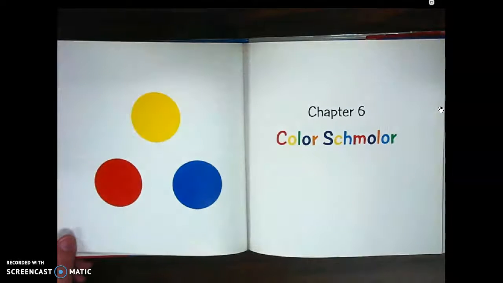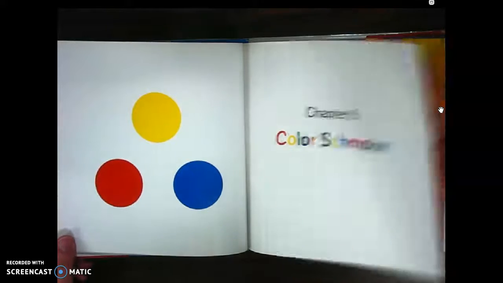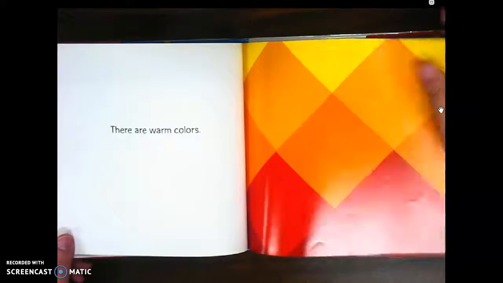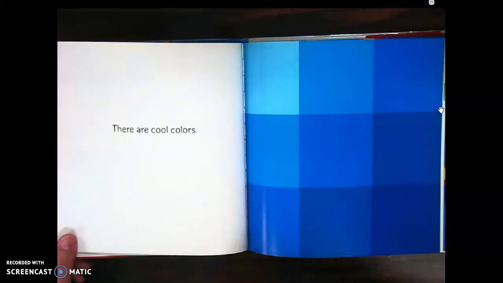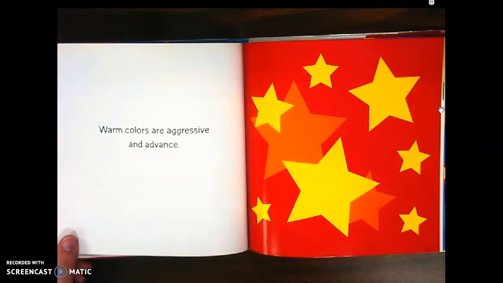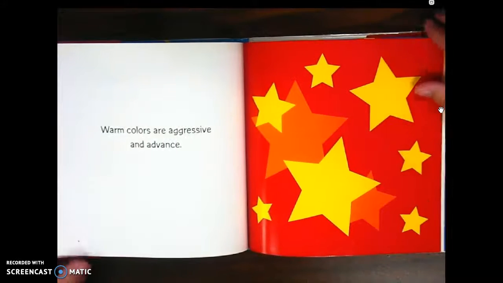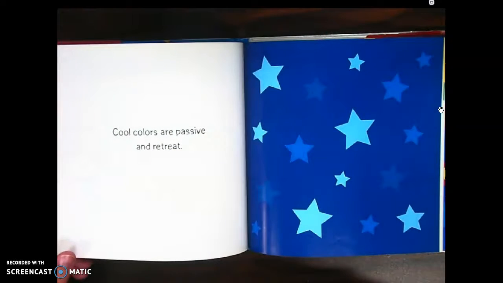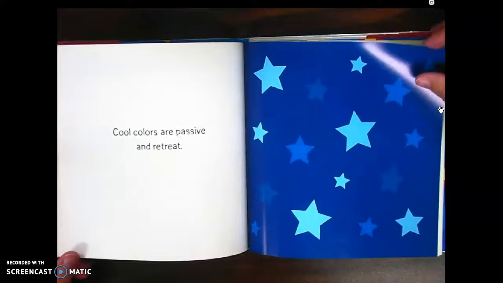Chapter 6, Color Schmuller. There are warm colors. There are cool colors. Warm colors are aggressive and advance. Cool colors are passive and retreat.